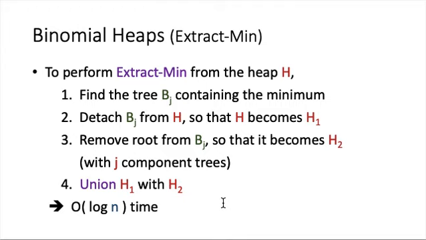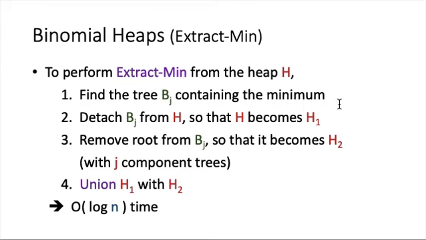Now, how about extract min? Extract min is also very easy. When we perform extract min, first we find out which node is the current minimum. It must be a root node of some tree Bj. After that, we isolate this tree containing the minimum node from the remaining heap. This is easy. We just take out one tree completely from the existing heap, so it can be done in constant time, and the original heap becomes H1.